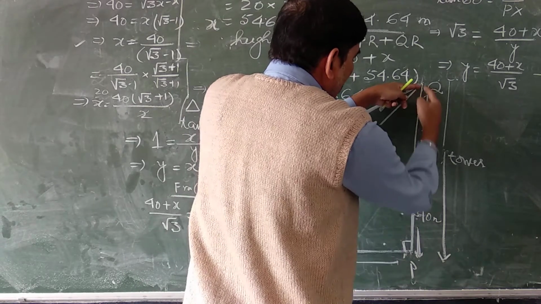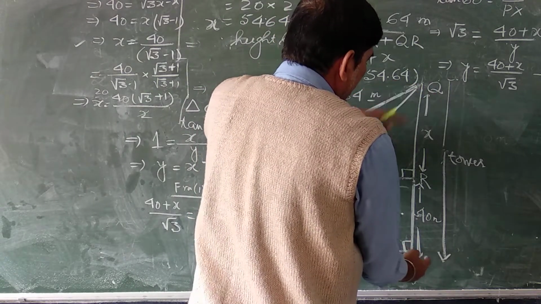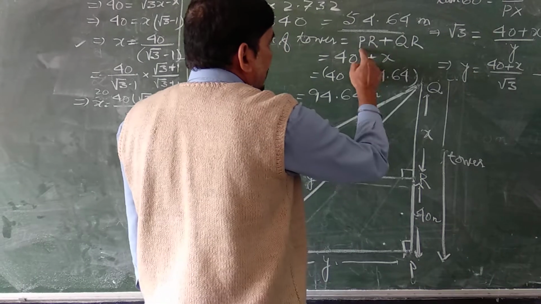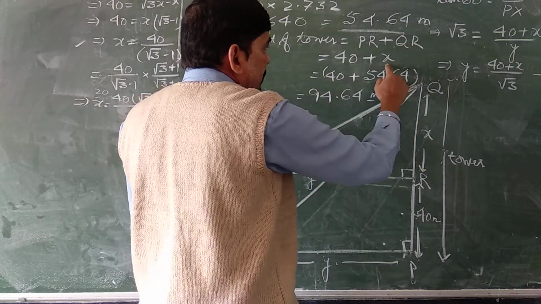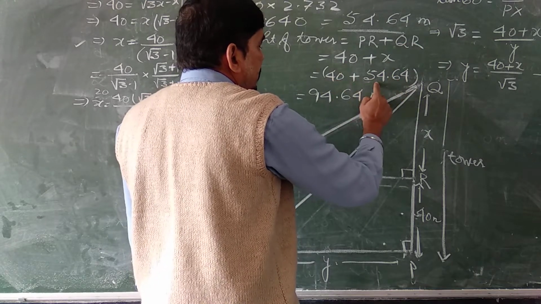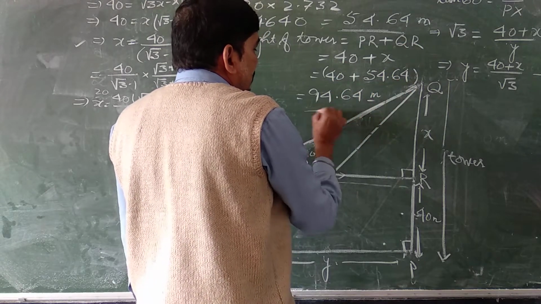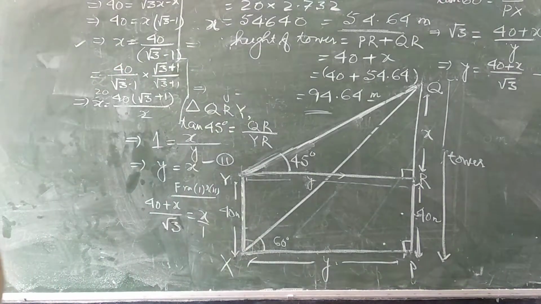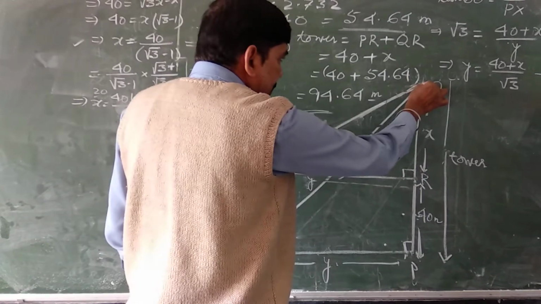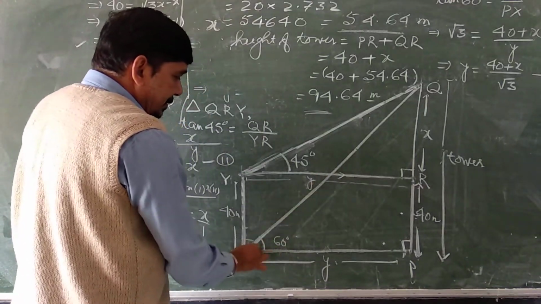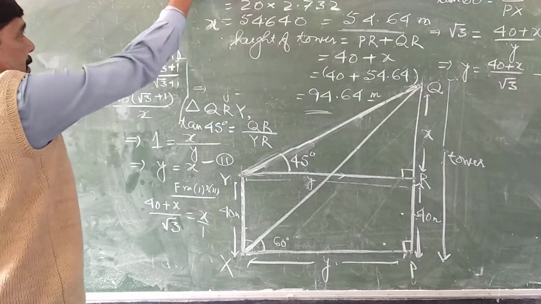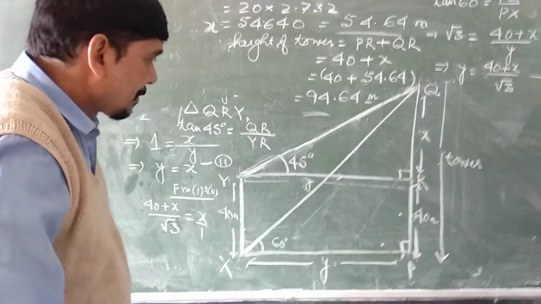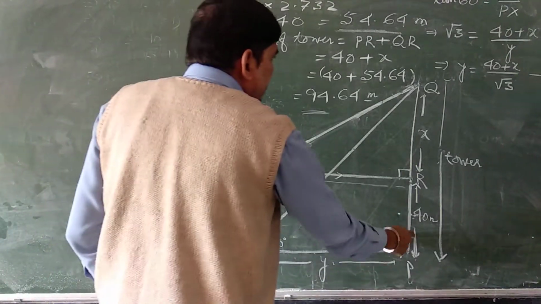Now the height of the tower is equal to PR plus RQ, that is 40 plus QR. Putting the value, 40 plus 54.64 gives 94.64. That is the height of the tower. Okay. Now we have to find the length of XQ. You can take triangle PQX.